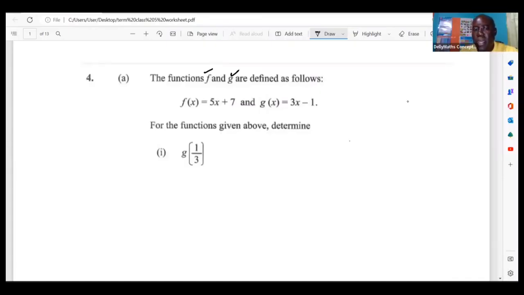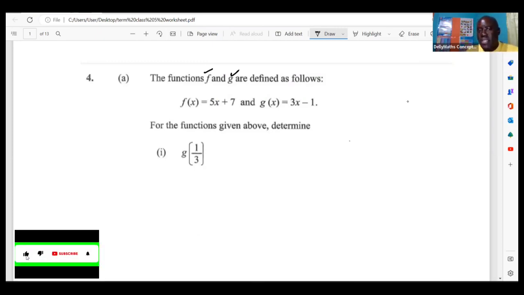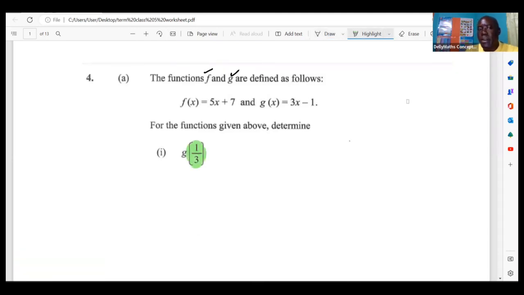The functions given above determine g of 1/3. A lot of times people might see the question and then they start to feel funny. They ask for g of 1/3. No need to feel funny about 1/3. That's fine. We're going to take the g function just the same like what we're doing just now.